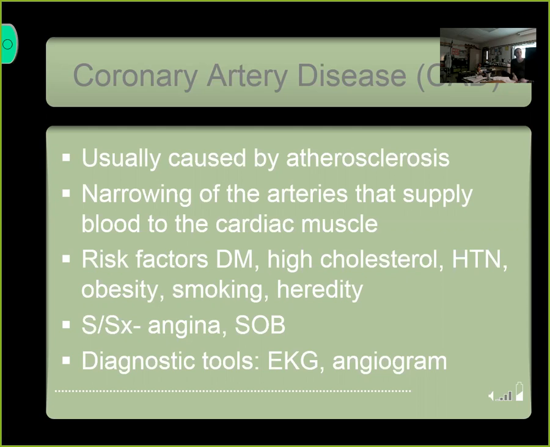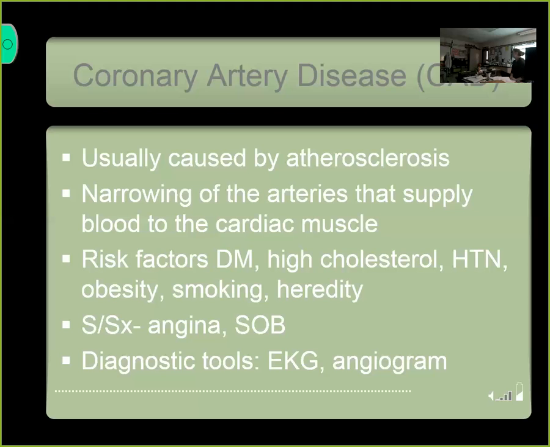And it makes it worse. Obesity, smoking, and then heredity. If your family has a history of CAD, you're at risk for that too. Signs and symptoms are angina, which is chest pain, and SOB, shortness of breath. Makes sense, right? Short of breath because they're not getting enough oxygen because those blood vessels are so tiny.